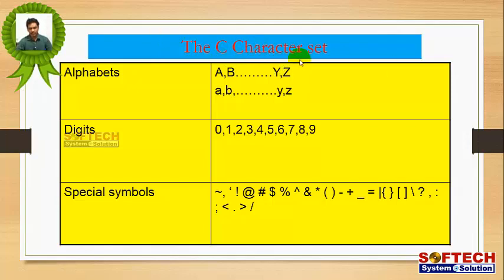So first we learn the character set. That is alphabets, capital A to Z, small a to z. Digits 0 to 9. Then the special symbols. These symbols are allowed in the C language character set: tilde, single quote, exclamation mark, at the rate, and so on. These are the valid symbols in the C language. The collection of alphabets, digits and these special symbols is called the C character set. By using this character set, we can make data types, variables and constants.